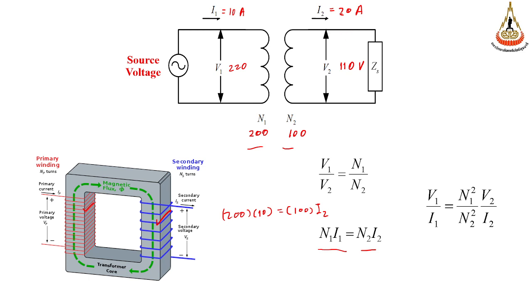You can see this is power conservation. The power of the primary side equals the power of the secondary side. The power on the primary side, V1 I1, is 2200 VA, and S2, V2 I2, is also 2200 VA. It transfers the same power, but with different voltage and different current. With a lower voltage, we need a higher current.